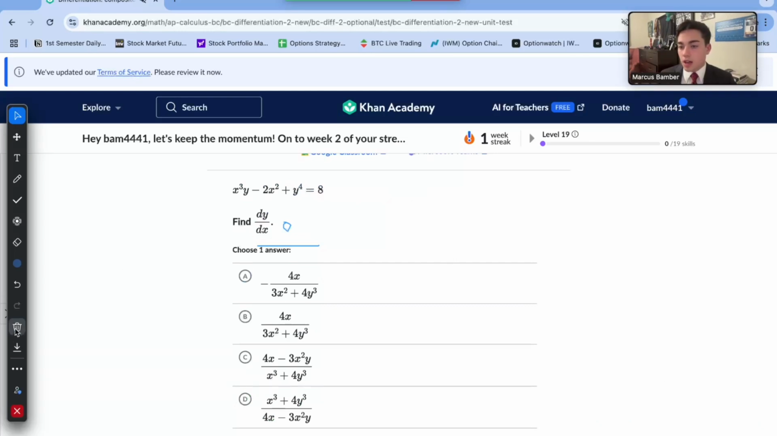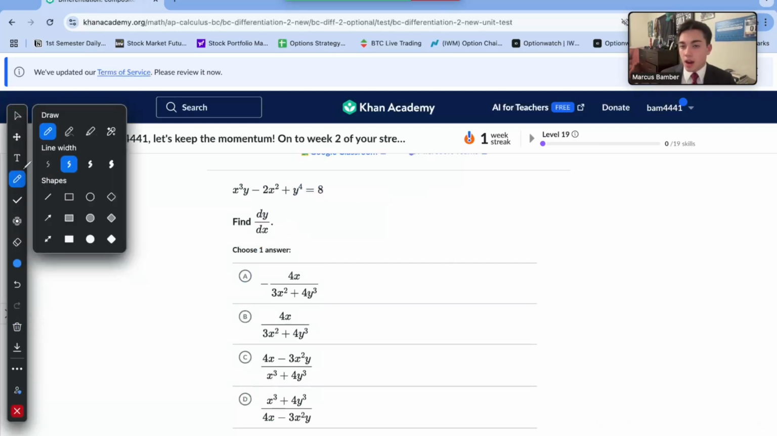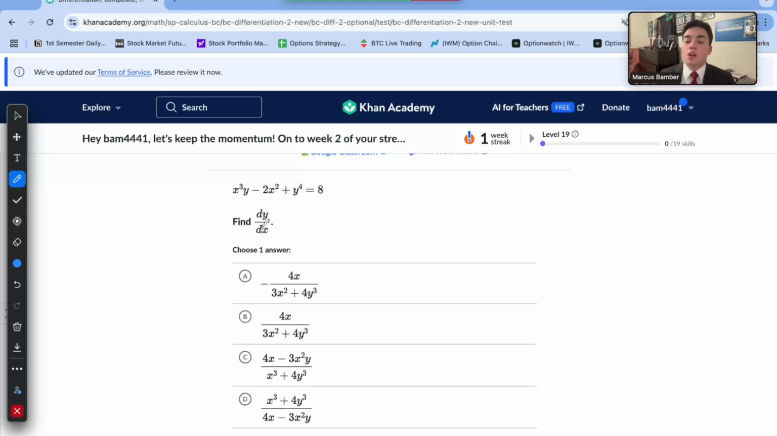Okay, moving on to the next, we're going to use implicit differentiation here. Remember, with implicit differentiation, we have to get our variables by themselves on one side, which we already have. It's really nice here, so we're just going to differentiate. Whenever you differentiate a y, you have to include dy over dx right next to it. So let's start off with this first part, x to the power of 3 times y. We're going to use the product rule here.